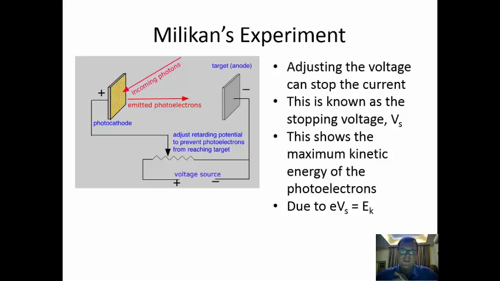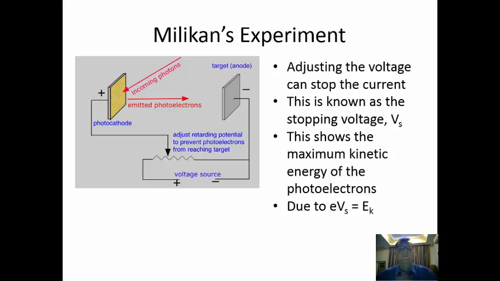Now, what this showed was that there was a maximum kinetic energy of these photoelectrons. The reason for that is because when an electron is released, its kinetic energy is going to be equal to the charge of an electron multiplied by the voltage. So therefore, this maximum point, this stopping voltage, is going to be related to the kinetic energy. So there we have Millikan's experiment.